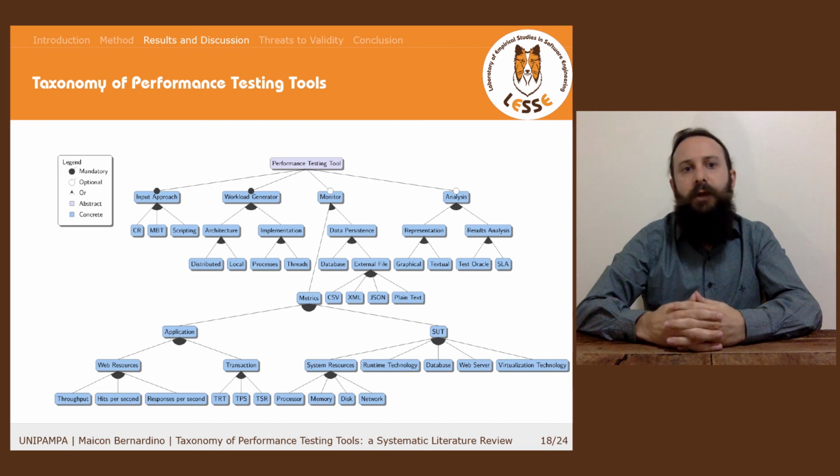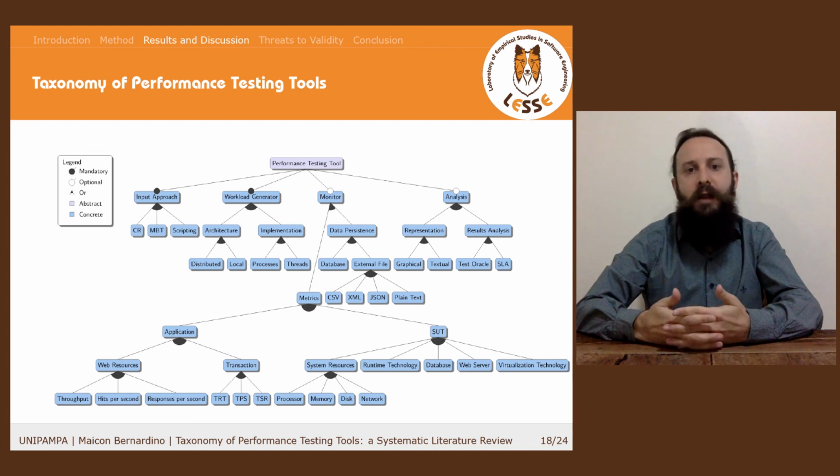Not all features of the performance testing tools represented in the taxonomy were planned to be identified in our initial research perspective, but they were nevertheless identified and are represented in the taxonomy. Our taxonomy of performance testing tools is the main contribution of this study. This taxonomy is classified in four main features: input approach, load generator, monitor, and analysis, the first two being mandatory features and the last two optional.